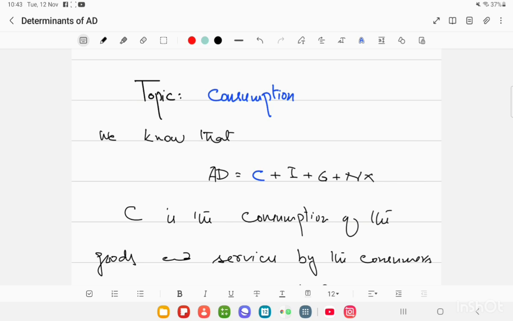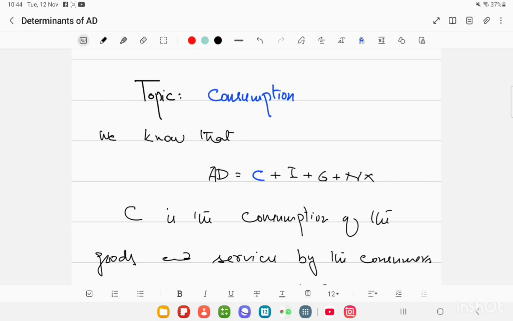AS students will find it easy to understand saving, because at AS level they have written all the injections and withdrawals instead of showing the components of aggregate demand, that is consumption, investment, government spending and net exports. So we need to study consumption first of all before going into the details of savings and other withdrawals and injections.